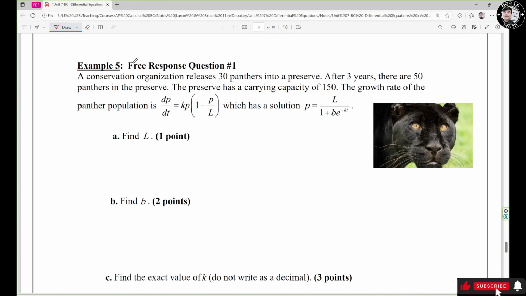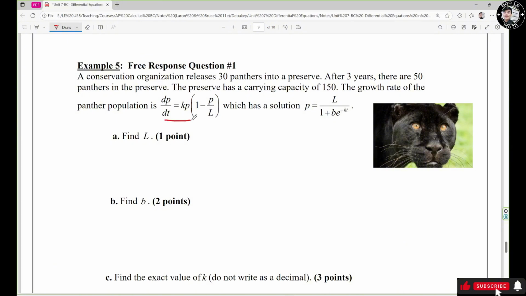Now let's take a look at example number 5. A conservation organization releases 30 pandas into a preserve. After 3 years, there are 50 pandas in the preserve. The preserve has a carrying capacity of 150. The growth rate of the panda population is dp over dt equals k times p times 1 minus p over L, which has a solution p equals L over 1 plus b times e raised to the negative k times t.